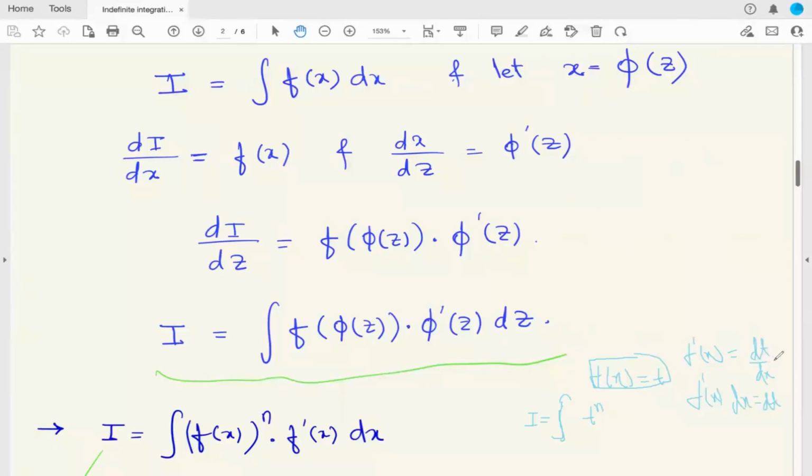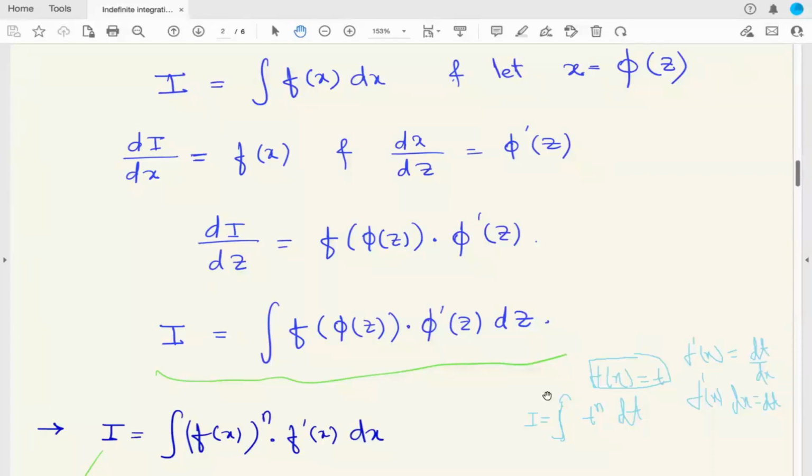If you are not getting it, let me explain again. What I do, I just substitute the value of f x is equal to t. So we get t to the power n, and we differentiate this function with respect to x on both sides. So what we got is f dash x is equal to dt by dx.